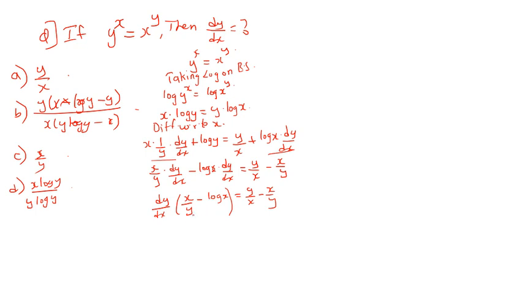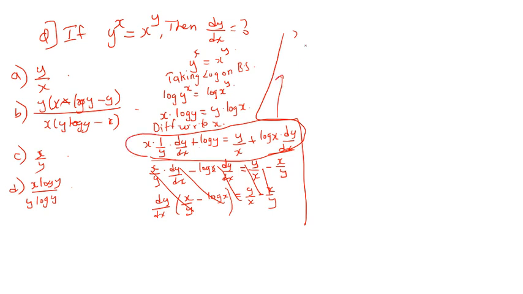Just a minute, I've done a small mistake here, log y should go here. Just cooperate, it is confusing teaching on this tab. I'll write this second step as it is. Differentiating this step, this will become x by y into dy by dx plus log y, and this is y by x plus log x into dy by dx.